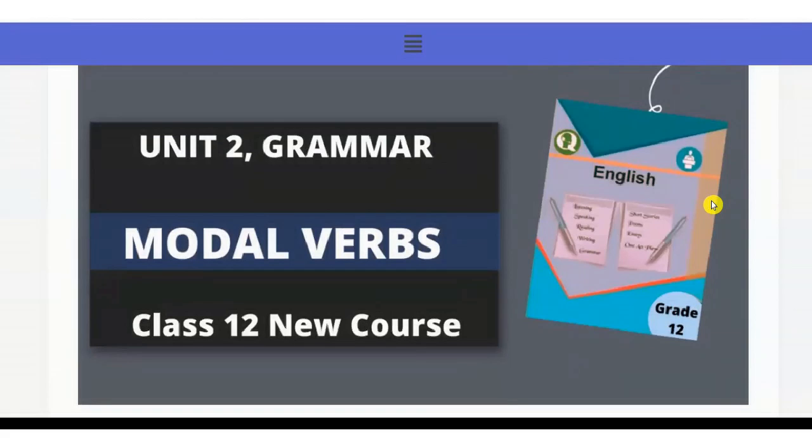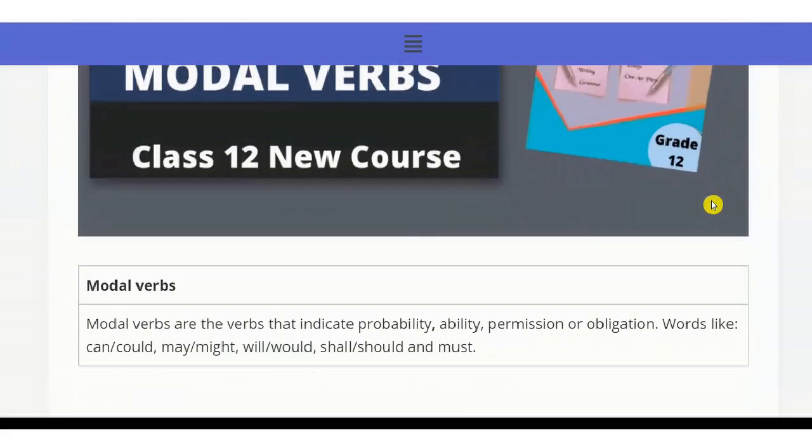Now let's see the solution of modal verbs from Unit 2 Grammar, Grade 12. So what are the modal verbs? Modal verbs are the verbs that indicate probability, ability, permission, or obligation. Words like can, could, may, might, will, would, shall, should, must are some examples of modal verbs. For instance, if I say, you can write the answer, that is permission. If I say, I can fly in the sky, that's my ability. He may not come today, that's probability.